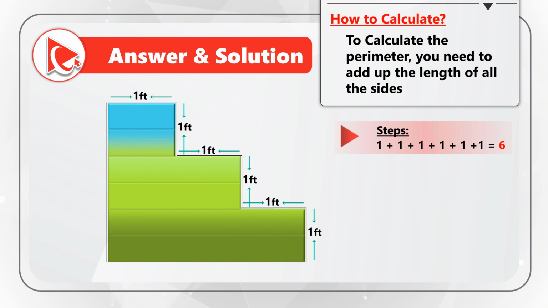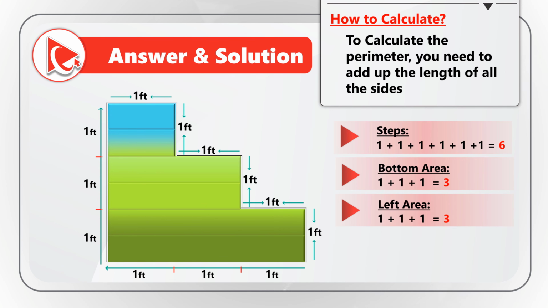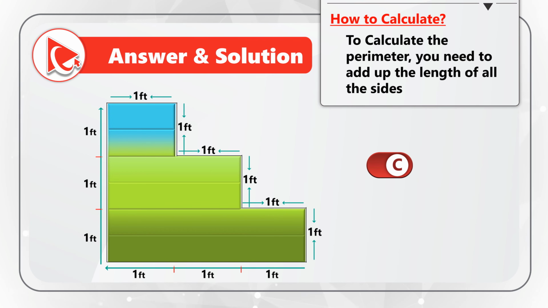feet. The bottom side, based on the measurements, would be 3 feet, and the left side would be 3 feet as well. So the total perimeter would be 6 feet for the steps, then 3 for the bottom, and we also need to add 3 feet for the left side, which would total to 12 feet. So the correct answer here is choice C, 12 feet.